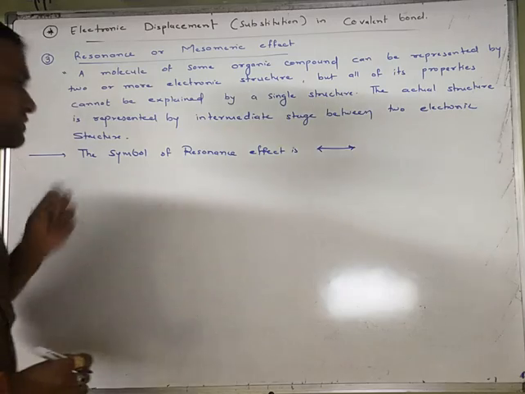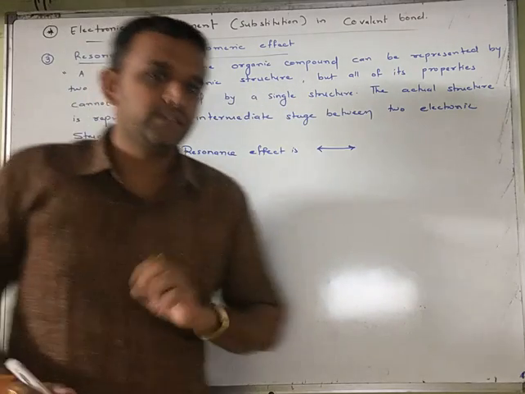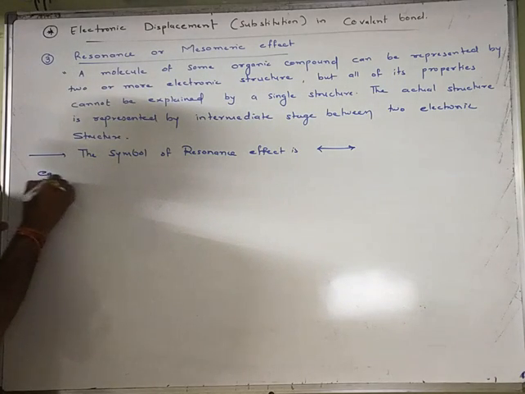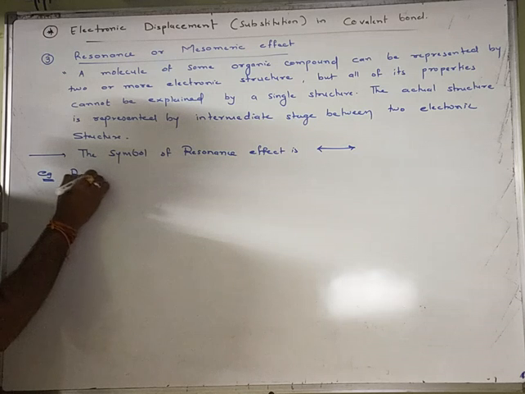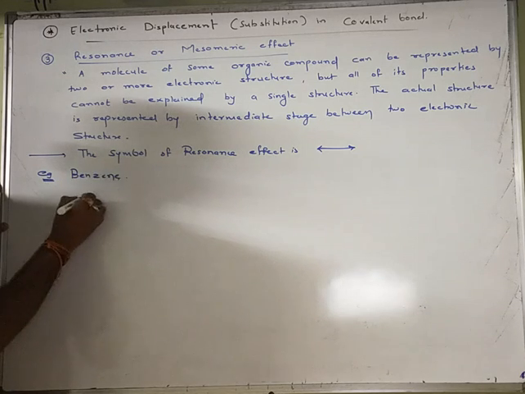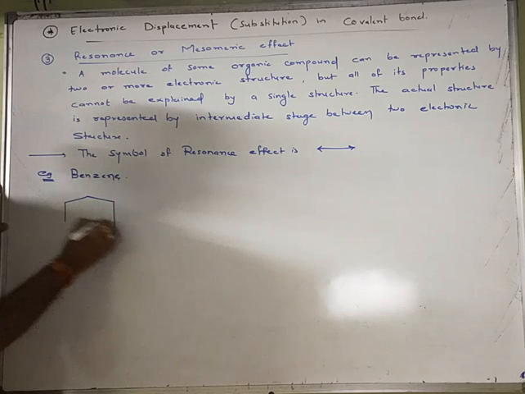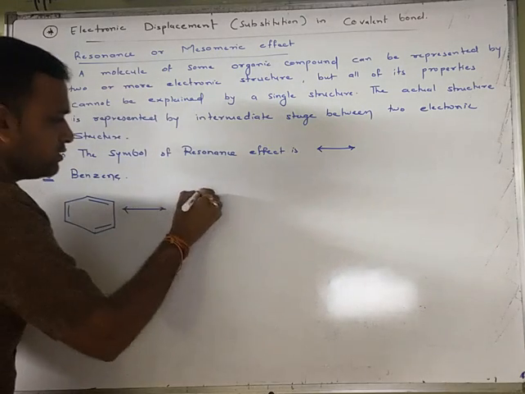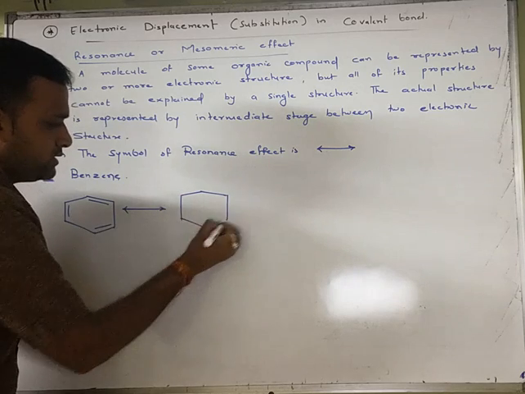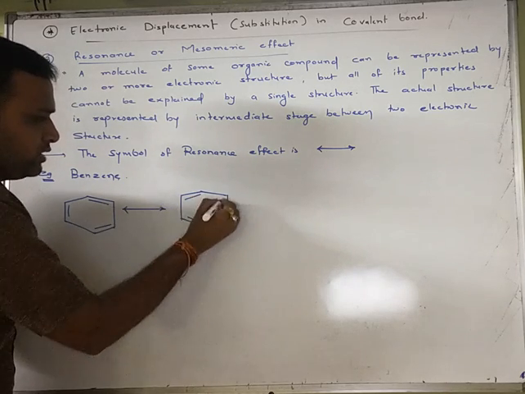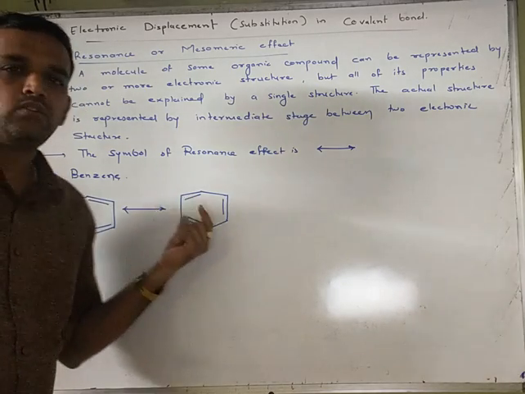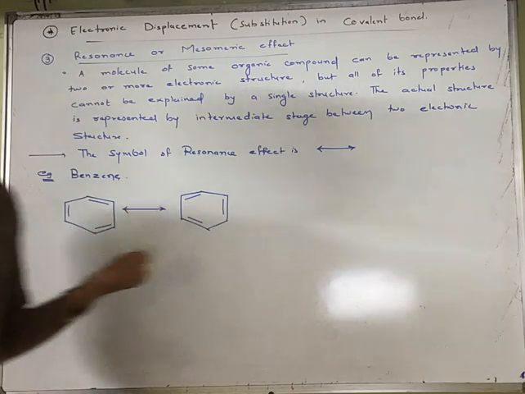Now let us suppose I want to represent the resonance structure of benzene. So what is the resonance structure of benzene? See here, example: benzene. This is the structure of benzene, and here double bond, here double bond, here double bond. Now this can be represented on both the sides. So here also is the structure of benzene, and here double bond, here double bond, here double bond. See here, this is a resonance structure in which the pi bond electrons are delocalized, and it can change its position.